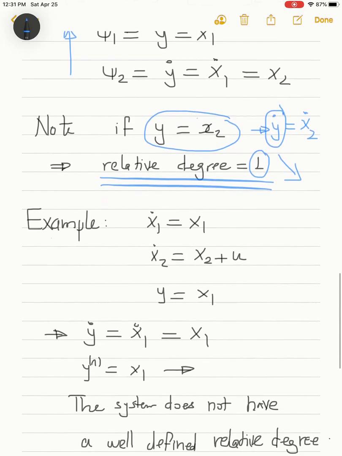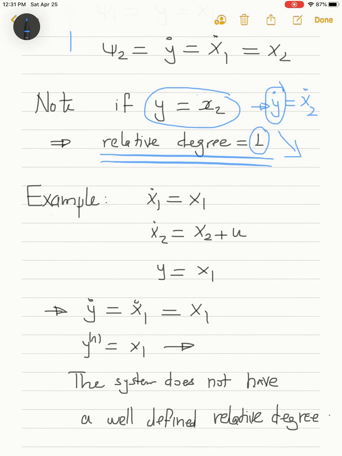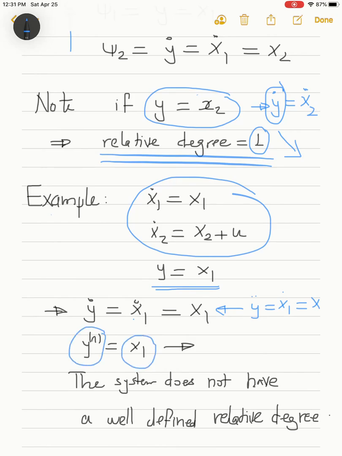Another simple example to illustrate the effect of choosing the output: consider this second order system where x1 dot equals x1, x2 dot equals x2 plus u, and we take the output y to be x1. If we take the first derivative of y, it will be x1 dot, and that will give me x1. And if we take the second derivative, y double dot, that will give me again x1 dot, which is x1. And this will be endless. So if we take even up to the nth derivative of y, we will still get x1, and u will never appear in the equation of the system. And this is a very special case where a system doesn't have a well-defined relative degree. So this could occur as well.